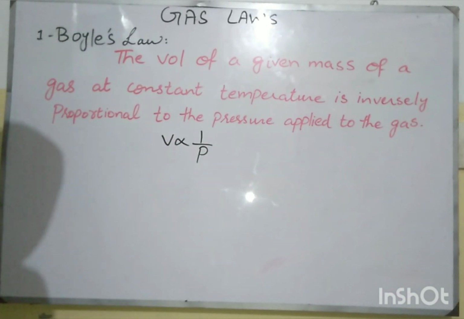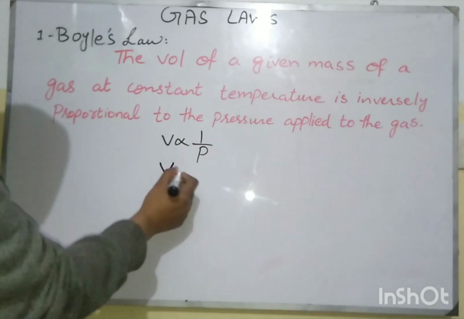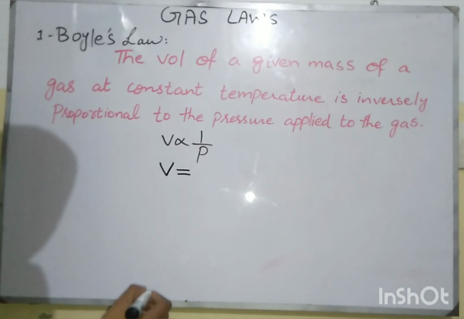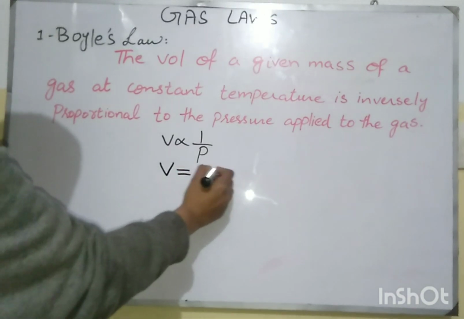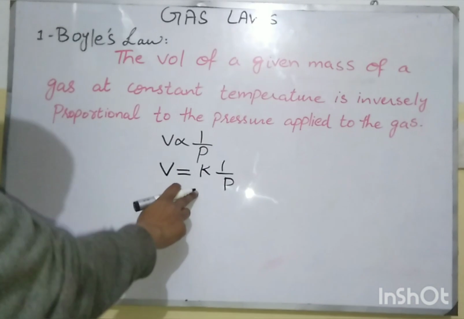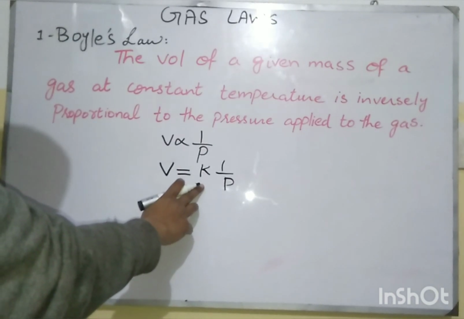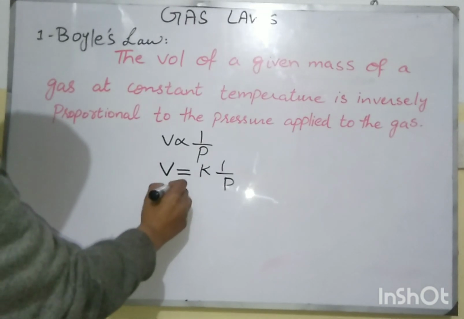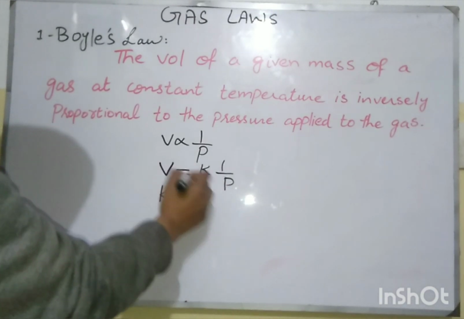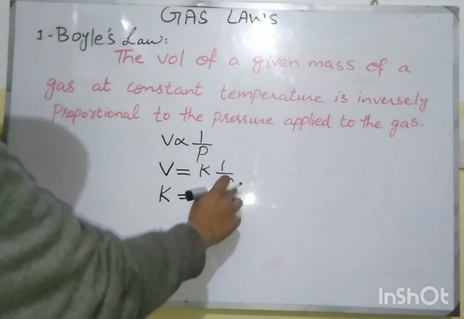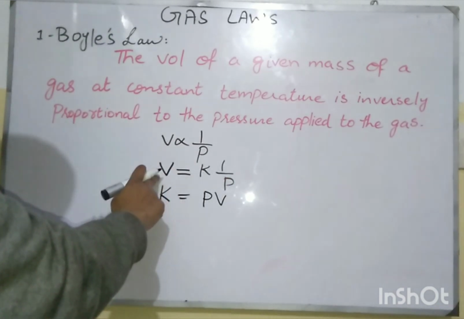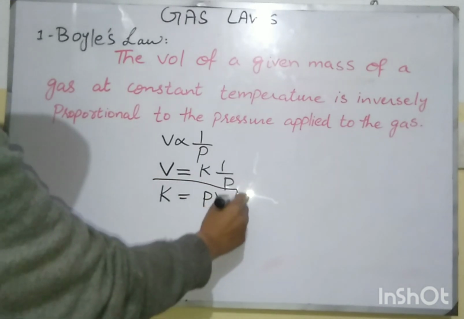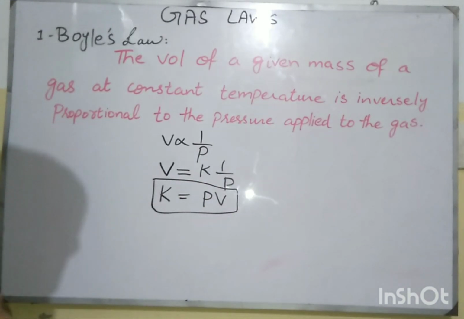When we remove the sign of proportionality, we have to insert some constant, and here k is the constant, called the proportionality constant. In order to find the value of k, the equation becomes k is equal to P into V. The pressure is dividing here, so it will be multiplied with V. So k is PV. This is the mathematical form of Boyle's law.